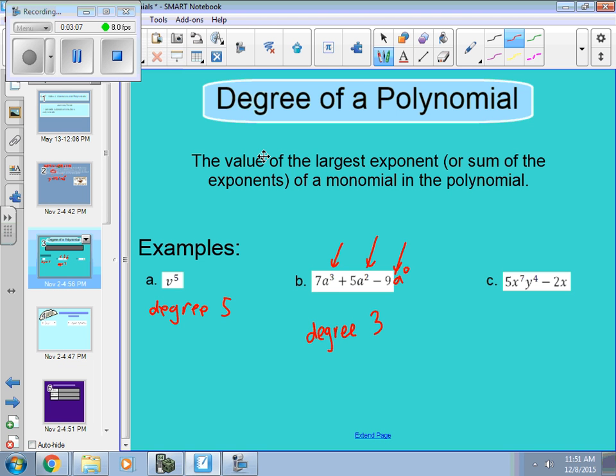All right, for C, we have 2 terms here. We've got this one and this one. The second one has degree 1. Our first one has 2 exponents. So if you have multiple exponents, what you do is you find the sum of those. So if we add these up here, 7 plus 4, the degree of this one is 11, since 11 is bigger than 1. So that would be degree 11.